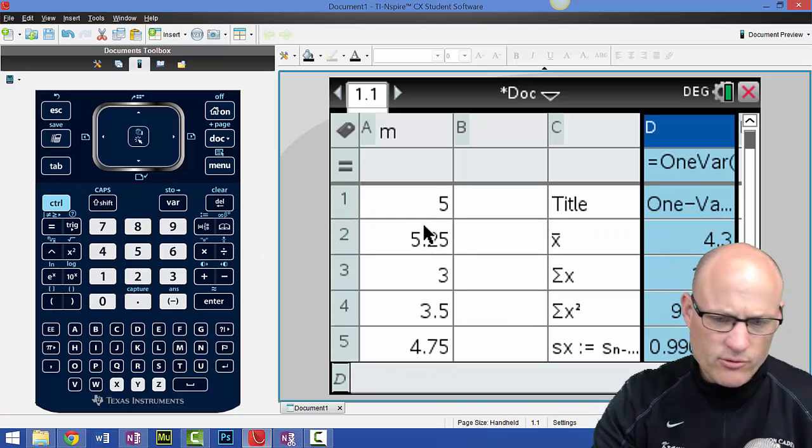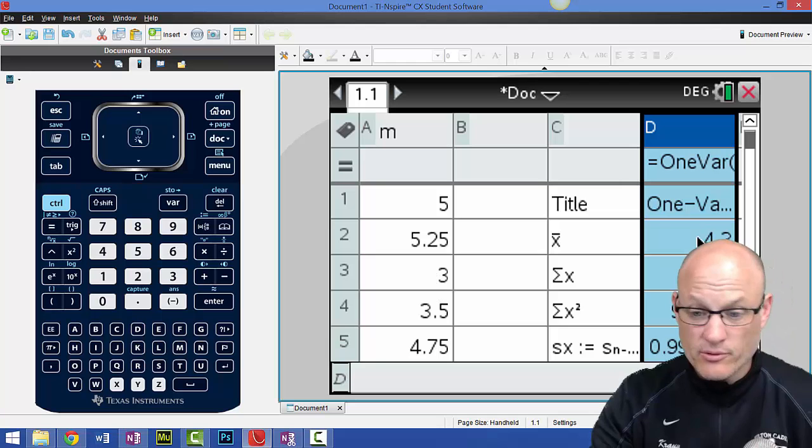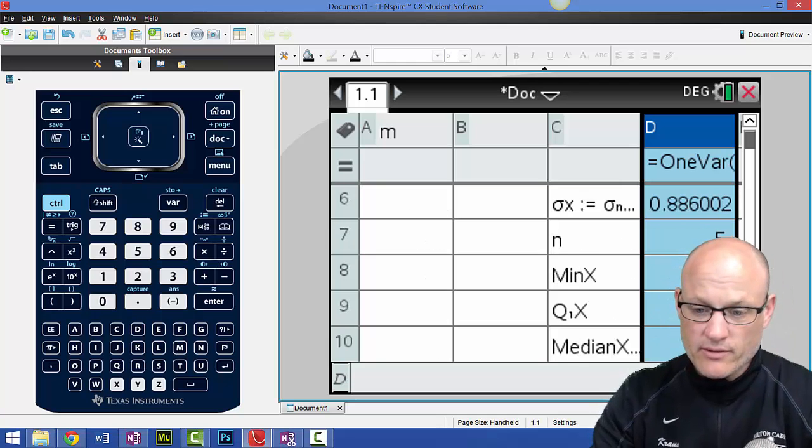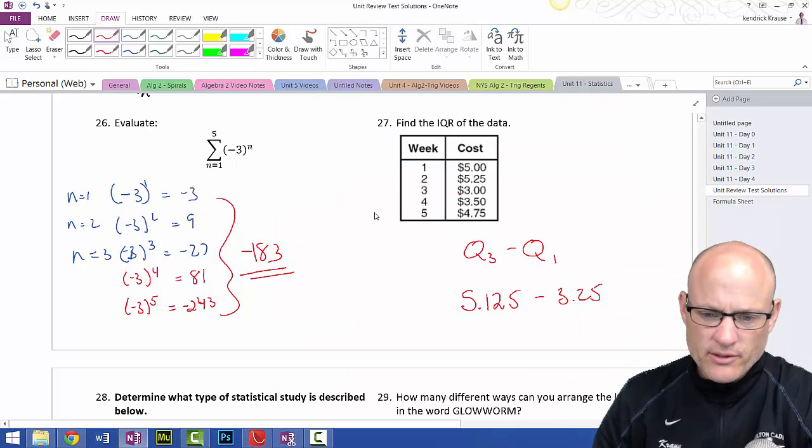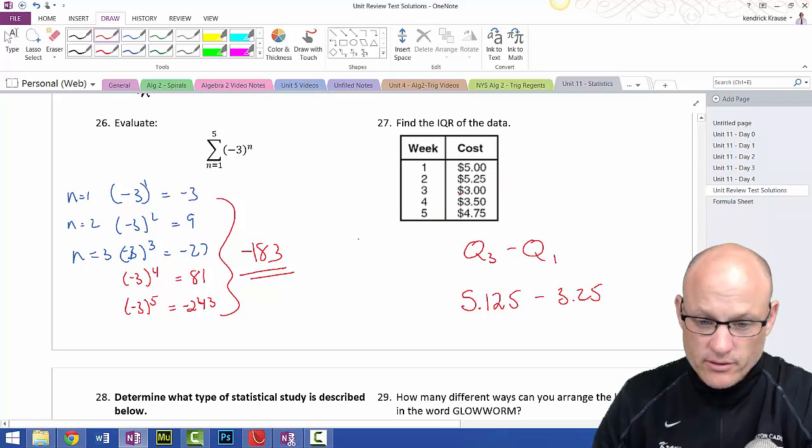Five, 5.25, 3, 3.5, and 4.75. Whatever. For some reason I thought I had a different answer when I did this myself. So the answer is, I have no idea.